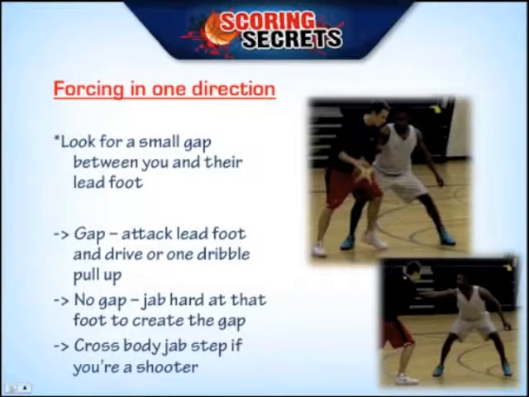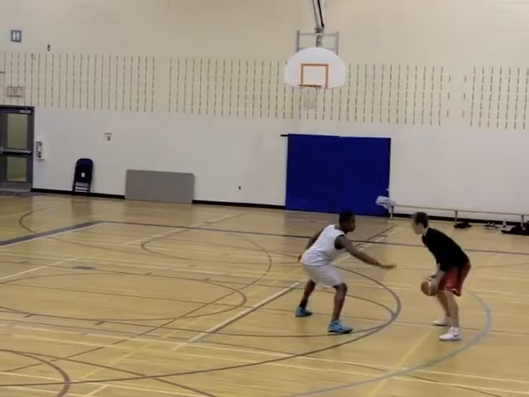Now, another kind of advanced concept that you can use, and I use it quite a bit, is the cross-body jab step. And you're only going to use this if you're a shooter, if you know you're looking to shoot. So if you're doing this and you're looking to shoot and there's a small gap where you can get that cross-body jab in, all you're going to do is pivot, jab hard at that lead foot, make them open up.